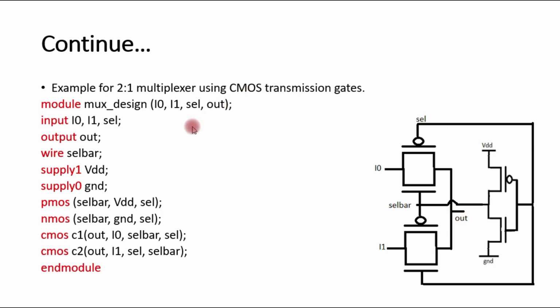The Verilog program for this logic circuit is given as: module keyword and identifier, that is the module name, with inputs I0, I1, sel and output. Separately, inputs are I0, I1, sel, output is out, and here sel bar is an intermediate terminal, and we should mention this sel bar as a wire data type. It means it should be a continuously driven signal. Whenever a change occurs at the sel terminal, this terminal should immediately change. That's why we are using wire for the declaration of sel bar.